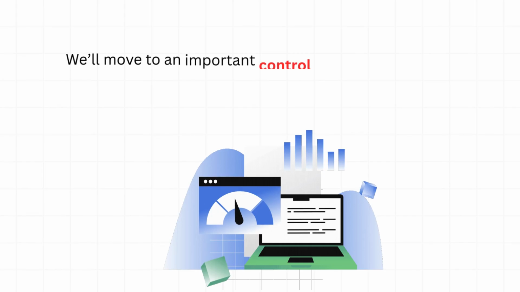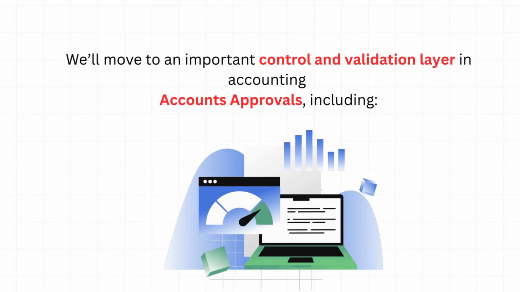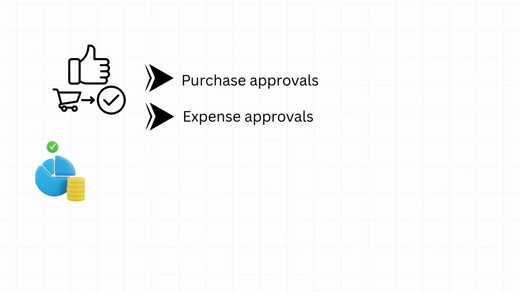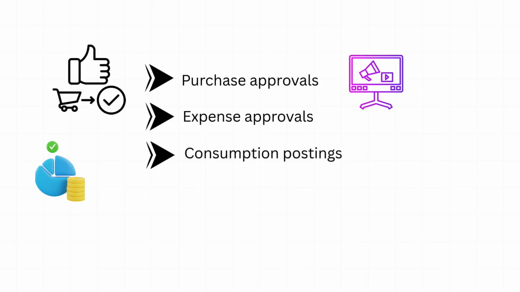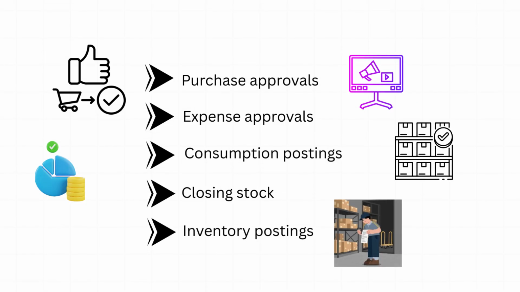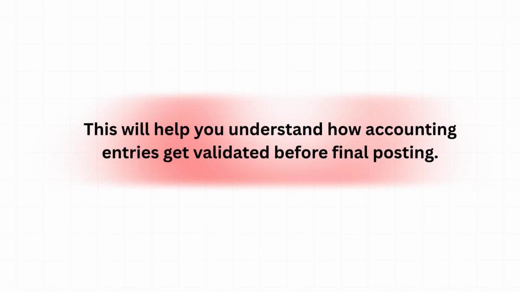In the next video, we'll move to an important control and validation layer in accounting, accounts approvals, including purchase approvals, expense approvals, consumption postings, closing stock, and inventory postings. This will help you understand how accounting entries get validated before final posting.